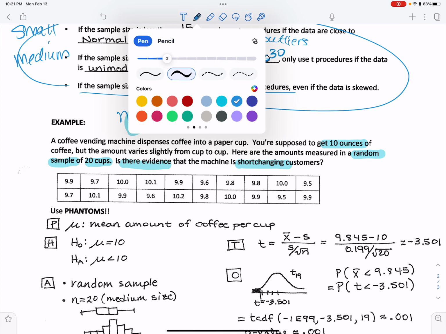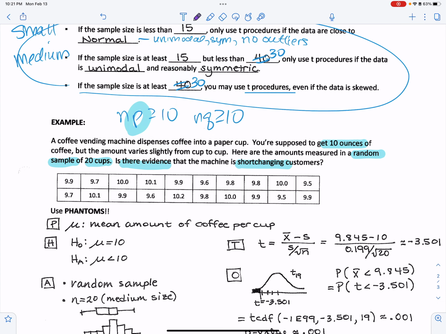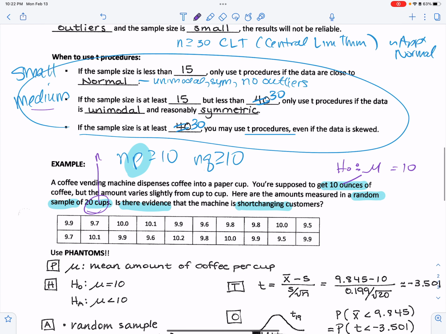Okay, let's go through this information before we start our test. 10 ounces is my mu. That's what's going to be my H0: mu is equal to 10, because that's what's believed to always be true about the coffee cups. The next one, I have a random sample. 20 cups is my n. So I have a small sample, a medium sample size right here.